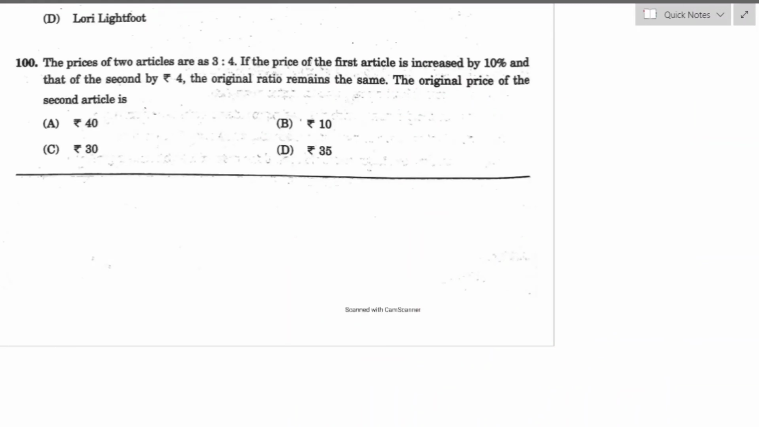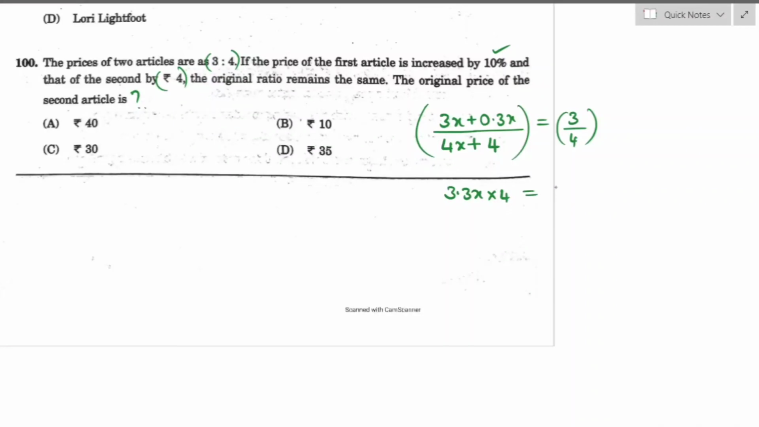Question number 100. The prices of two articles are in the ratio 3:4. If the price of the first article is increased by 10% and that of the second by ₹4, the original ratio remains the same. The original price of the second article is? As per the given condition, let the prices of the two articles be 3x and 4x. If the price of the first article is increased by 10%, it becomes 3.3x, and the price of the second article is increased by ₹4, so it is 4x plus 4, and the ratio is 3:4. So 3.3x into 4 is equal to 12x plus 12.